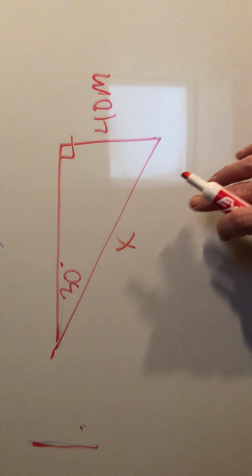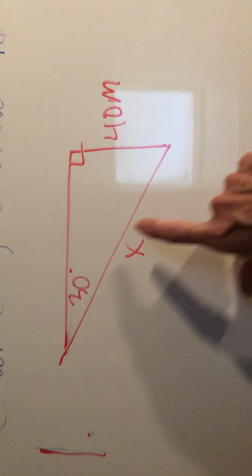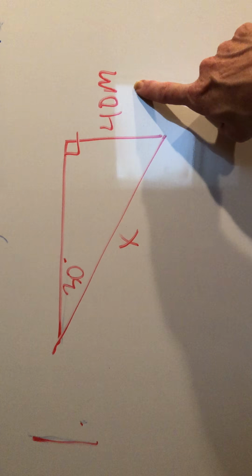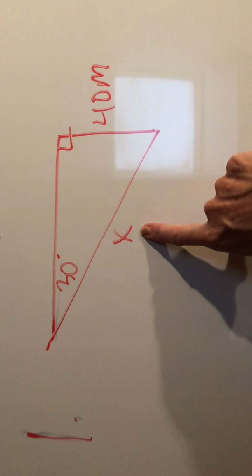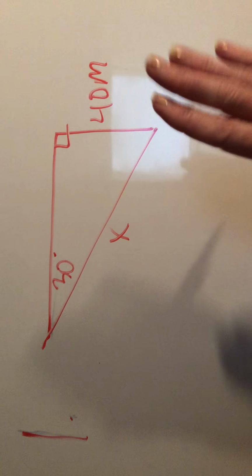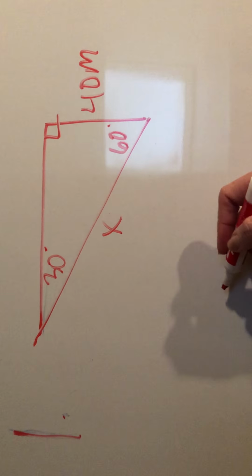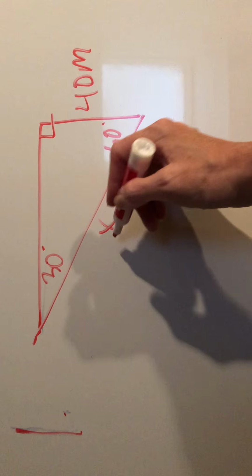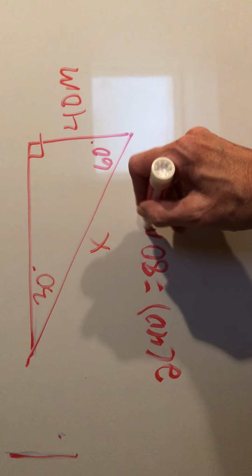So remember, you're going to use sine, cosine, or tangent, or you're going to recognize that it's a 30, 60, 90 degree triangle. You've got the short side. You just need to double it for the hypotenuse. So I'm going to show you both ways. This is a 30, 60, 90 degree triangle. You've got the short side. So the hypotenuse would be 2 times the short side, and you get 80 meters.